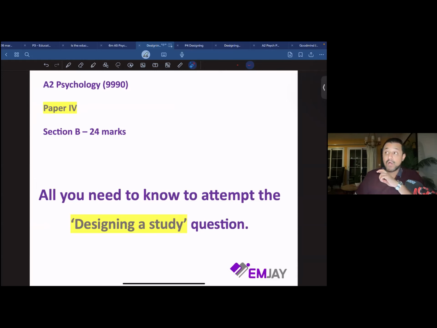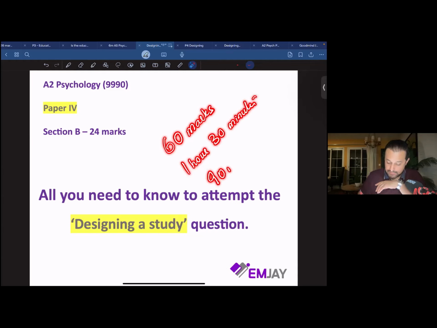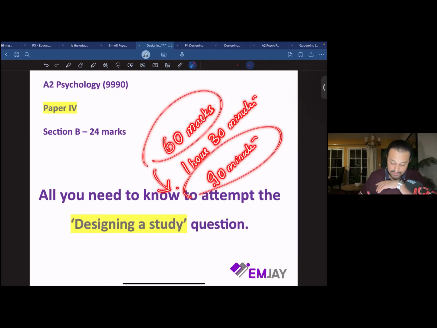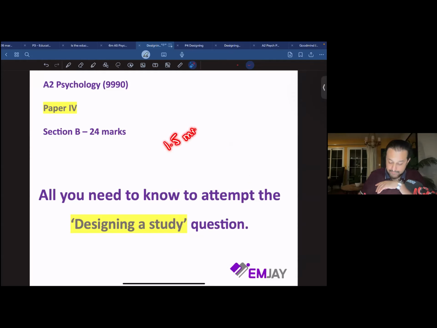The next thing, another frequently asked question is, how much time do I give to the 10-mark planning and study question? For A-level psychology, syllabus code 9990, it's very simple. Your paper is of 60 marks and you get an hour and 30 minutes. That makes it 90 minutes in total. It's a simple calculation, 60 marks for 90 minutes. That makes it 1.5 minutes per mark. For this entire section, you shouldn't be spending anything more than 36 minutes, right?